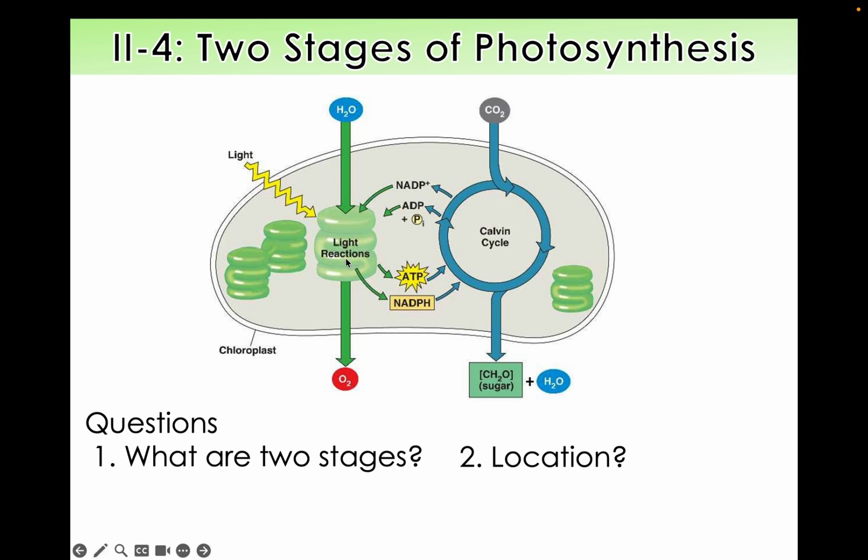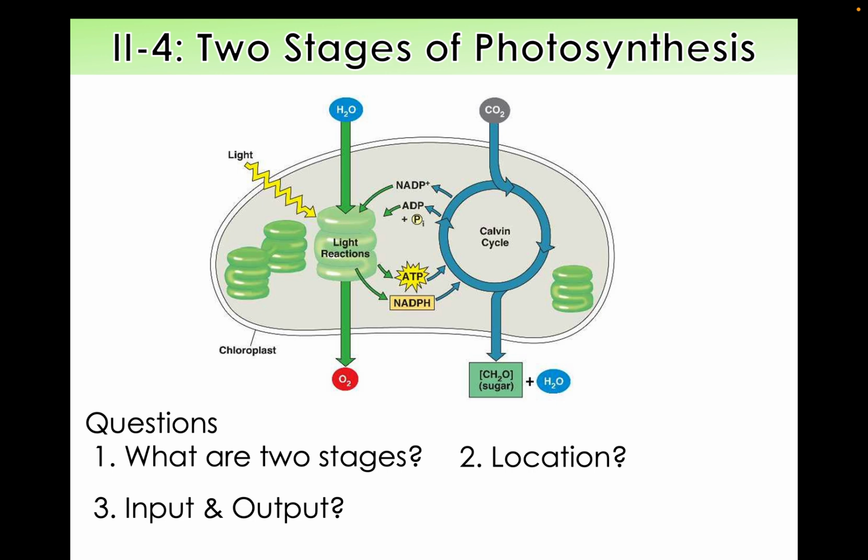The light reaction happens in the thylakoids, specifically in the inner membranes of these thylakoid stacks. The Calvin cycle occurs in the stroma, which is the space within the chloroplast. So you're looking at a chloroplast here, an outer membrane, an inner membrane, an intermembrane space, the stroma, and then the thylakoids, which a stack of them together is called a grana.